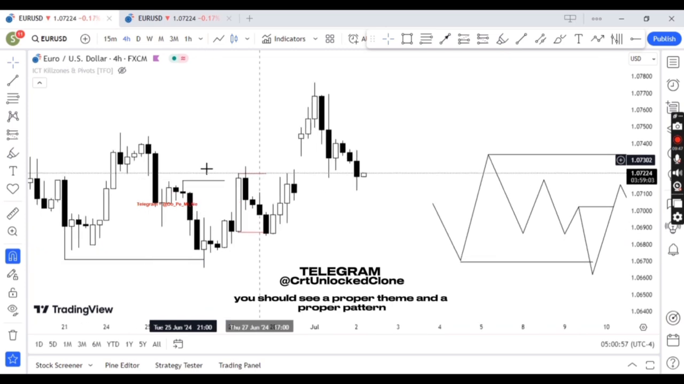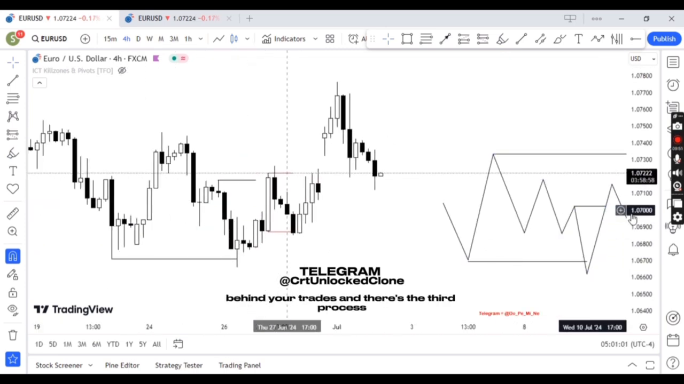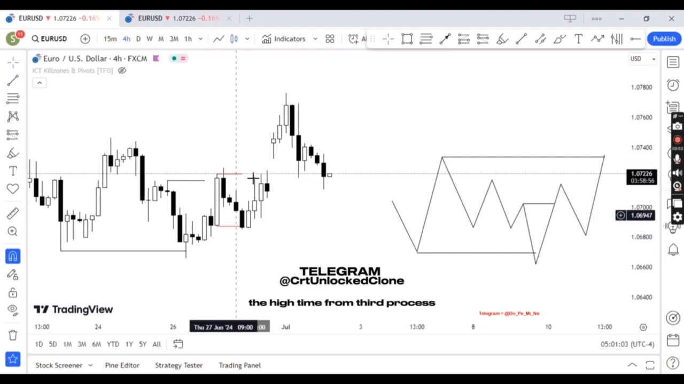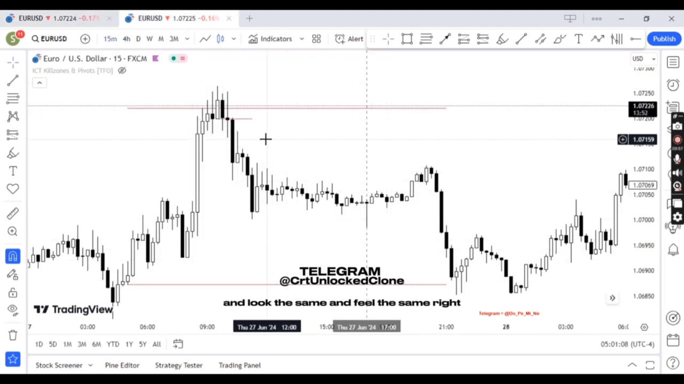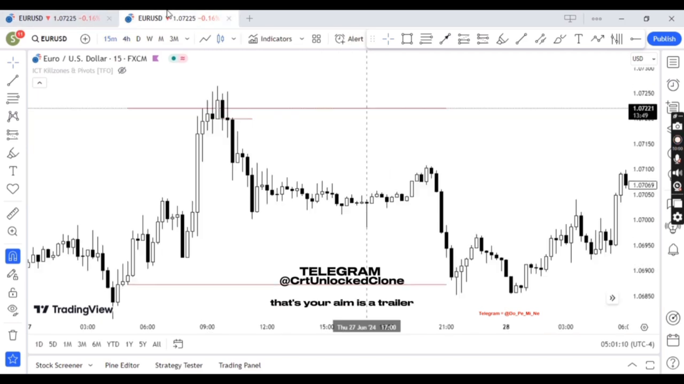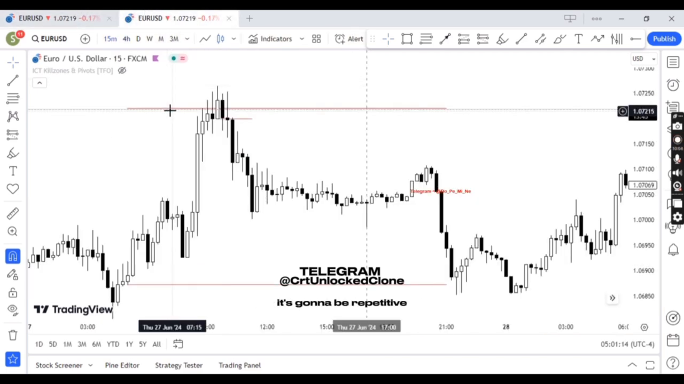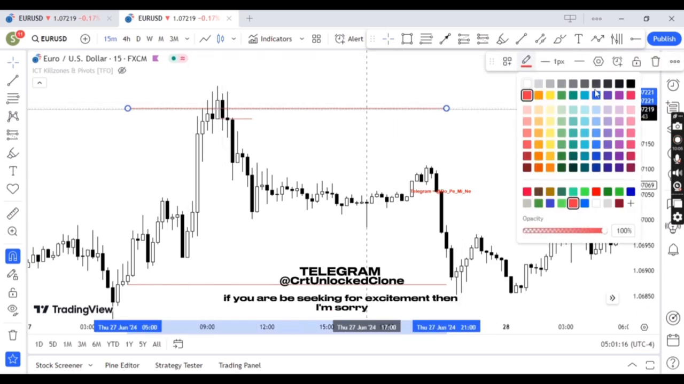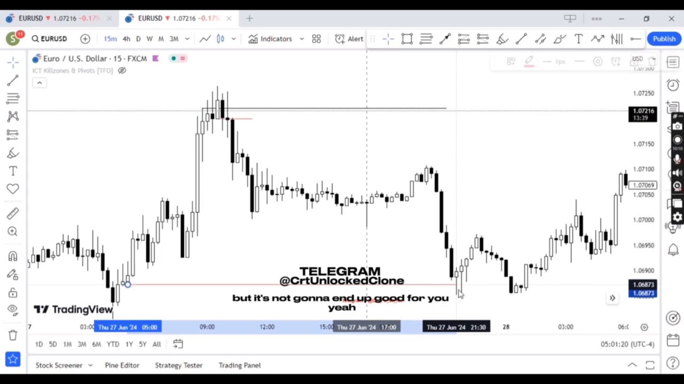You should see a proper theme and a proper pattern behind your trades, and the thought process, the higher time frame thought process and the lower time frame entries should be the same and look the same and feel the same, right? That's your aim as a trader. And obviously it's going to be boring, it's going to be repetitive, and that's exactly how it's meant to be. If you're always seeking excitement, then I'm sorry, but it's not going to end up good for you.